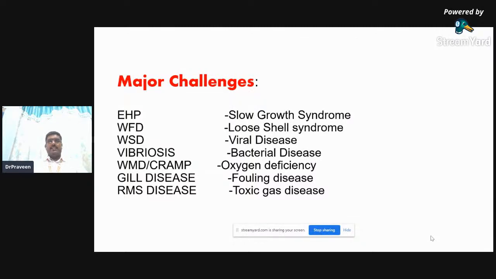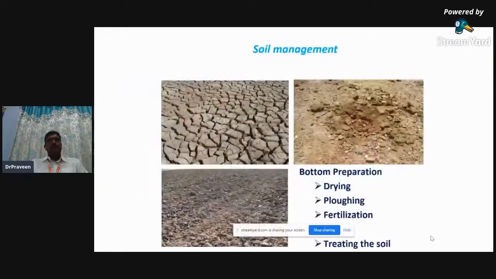One more problem is gill disease, which we call fouling disease. Sometimes it is black gill, sometimes brown gill, so gill problems may come. And finally, RMS disease, which we call running mortality syndrome. Every farmer, every season, every crop faces this problem if it is not properly managed. This is called toxic gas disease. So these are the common challenges we face as farmers. To avoid all these challenges, we have to go through proper management, initially soil management, and the next step is water management.